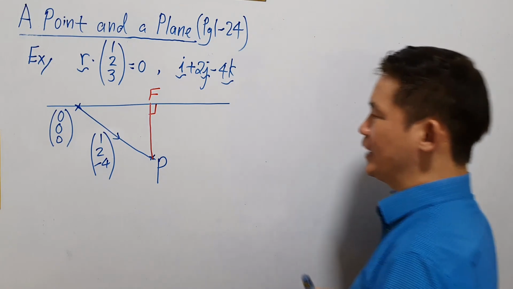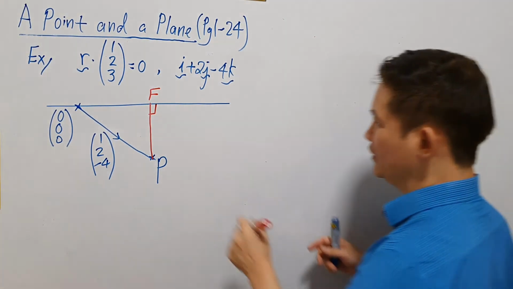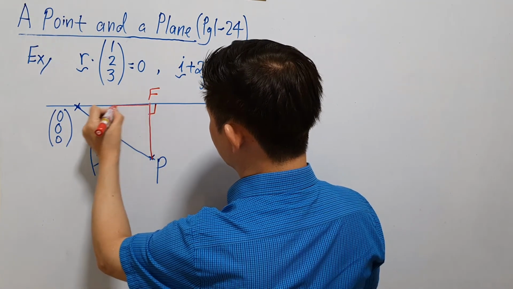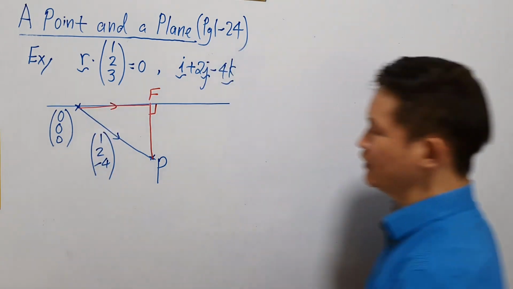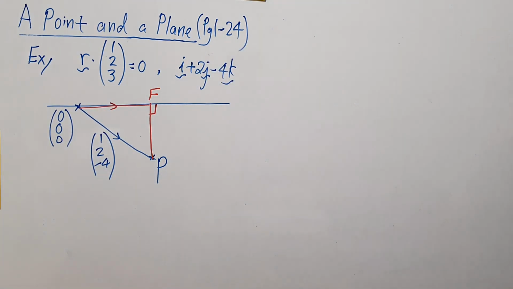In this question, it's a bit exceptional because the origin lies on a plane. It's actually asking for this vector. But it really doesn't matter. It really doesn't matter. I'll tell you why again.